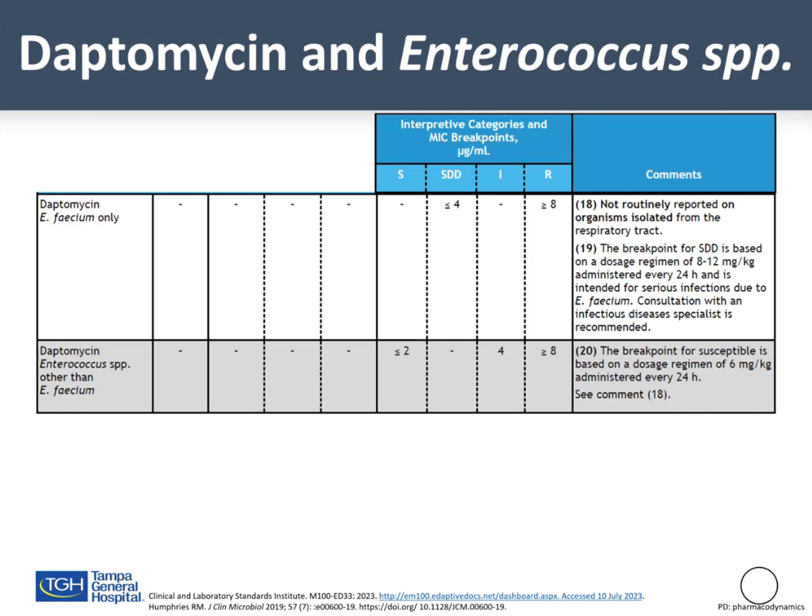The bottom line is for dapto breakpoints for all other enterococcal species. The breakpoint for susceptible is less than or equal to 2, intermediate is 4, greater than or equal to 8 is resistant. And this is based on slightly lower dosing of 6 mg per kg. You might see providers still use slightly higher doses for invasive E. faecalis infections, but definitely you need to be more aggressive with your E. faecium infections if you want to have any chance to be effective with that drug dosing and treat your patients.